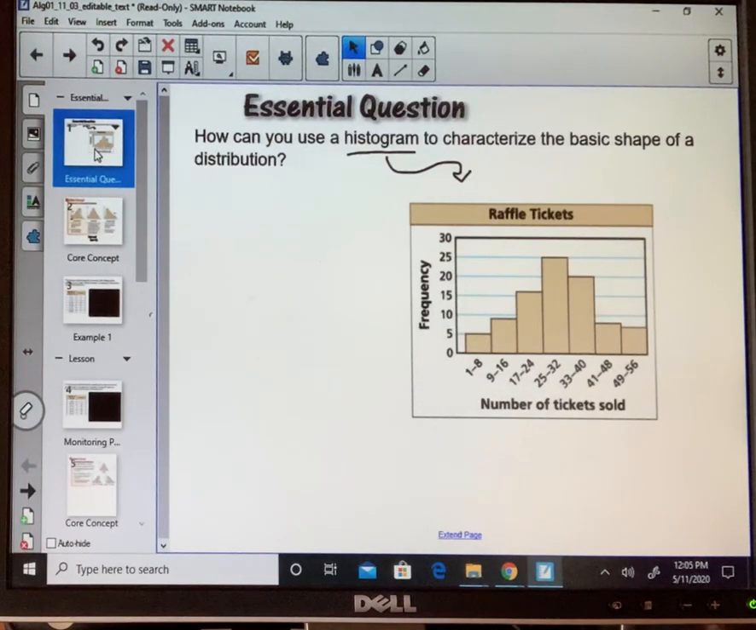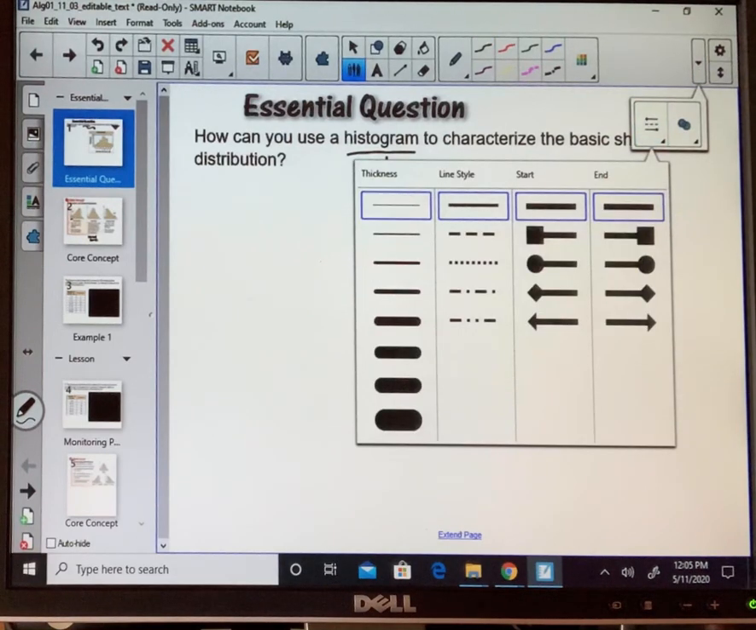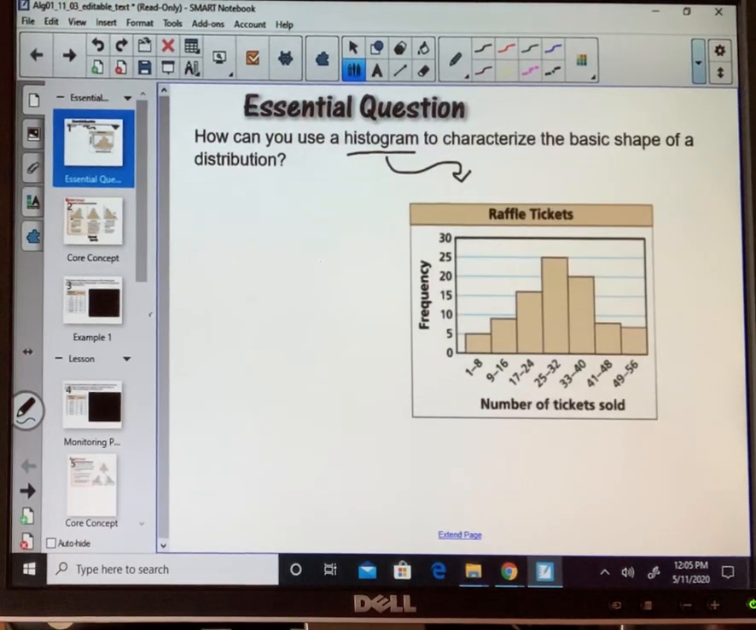So a histogram, you've probably called it a bar graph before or a frequency table, or not like a table, but a frequency graph. All it's doing is showing you that in whatever data set you're using, if I'm going from 1 to 8, I had 5 data points. Or if I'm going from 25 to 32, I'd say I'd have 25 data points, okay? So this is what a histogram does.